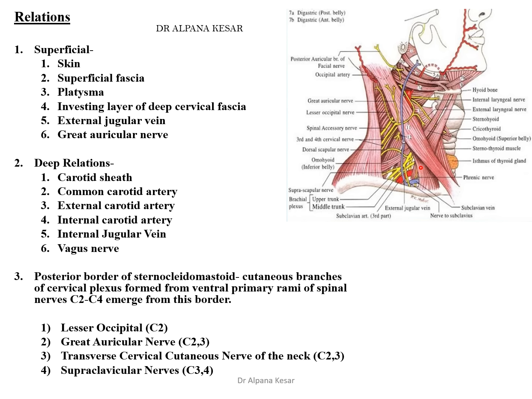Structures which are related to its posterior border are the cutaneous nerves which emerge from its posterior border and include the lesser occipital nerve, the great auricular nerve, the transverse cervical, and the supraclavicular nerves.